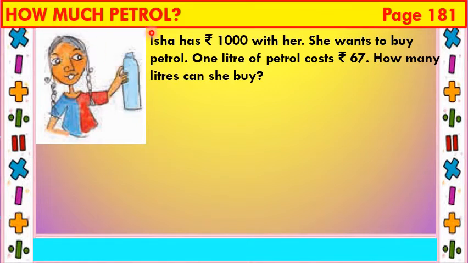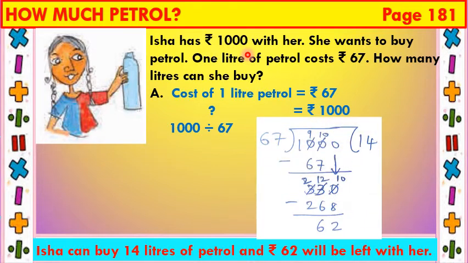How much petrol? Children, this is Isha. Isha is a girl. She has rupees 1000 with her. She wants to buy petrol. 1 liter of petrol costs rupees 67. How many liters can she buy with rupees 1000? Answer. It is given that the cost of 1 liter of petrol is rupees 67. Then how much petrol can be bought for rupees 1000?